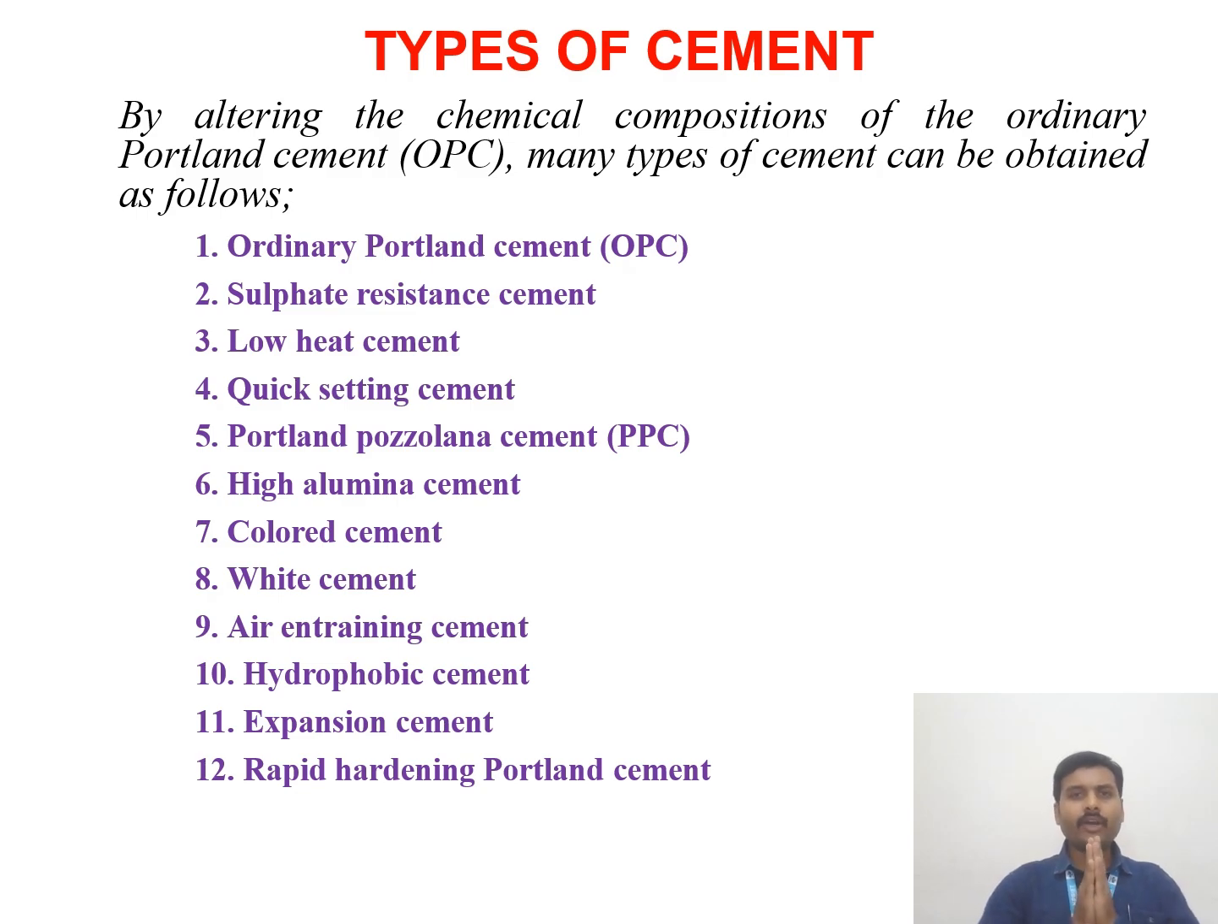Let me see the different types of cement. By altering the chemical composition of ordinary Portland cement, many types of cements can be obtained as follows. The different types of cements are ordinary Portland cement, sulfate resistant cement, low heat cement, quick setting, Portland pozzolana, high alumina, colored, white, air entraining cement, hydrophobic, expansive, and rapid hardening Portland cement. Let me see the characteristics of the different types of cement.